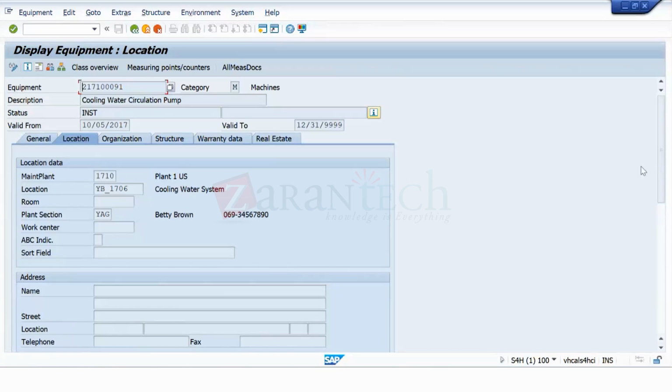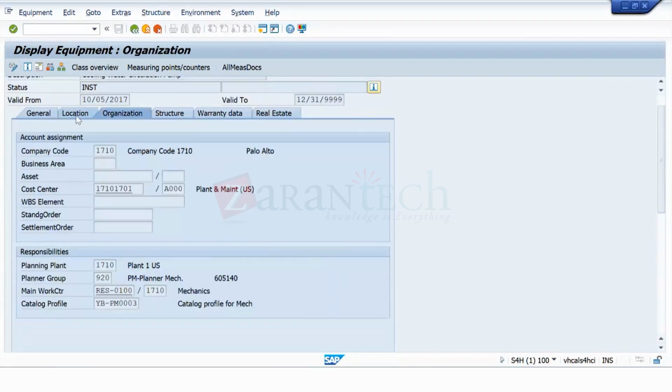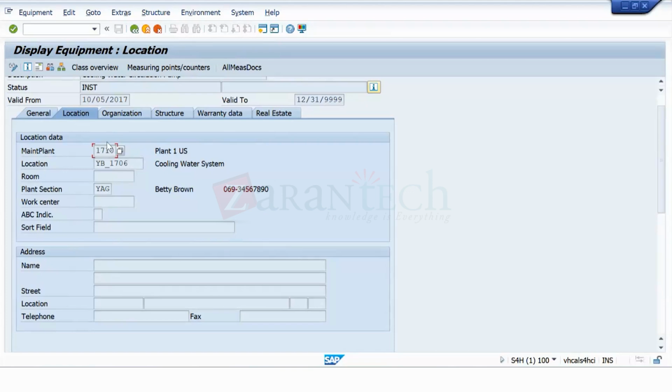So this is the maintenance plan, where we mark things as a maintenance plan, and this is the planning plant. The maintenance plant is going to decide the location where the things are worked, and the planning plant is for those things where the planning for that maintenance is performed.